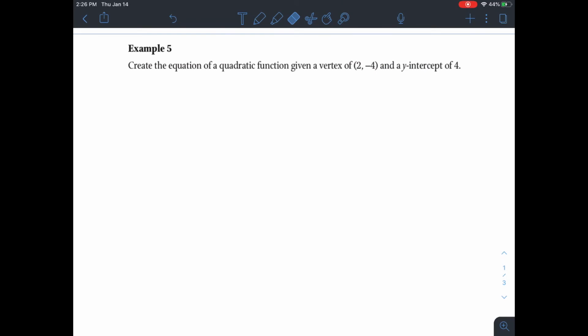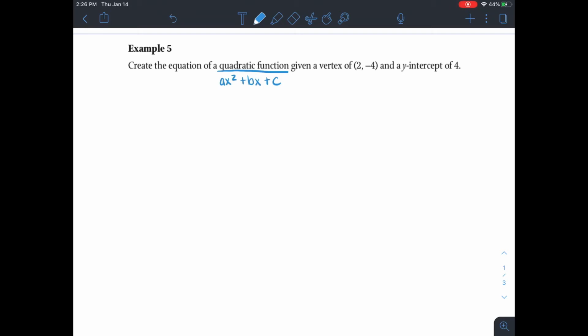In example 5, they're asking us to do the problems that we've been working with backwards. Typically the questions we've been working with is they're giving us a quadratic function and they're asking us to find some characteristics and put it onto a graph. In this particular question, they're giving us some of those characteristics and asking us to make an equation. So if we remember, a quadratic function that we've been working with for months now is ax squared plus bx plus c. They're asking us to take the information that they're going to give us and find out what the a, b, and c values are supposed to be.